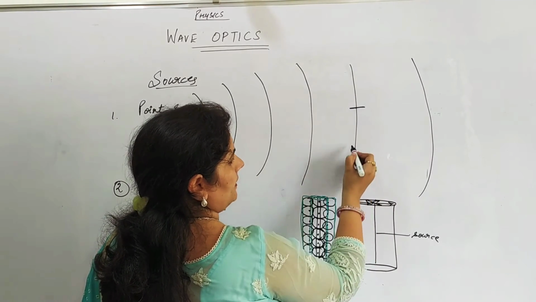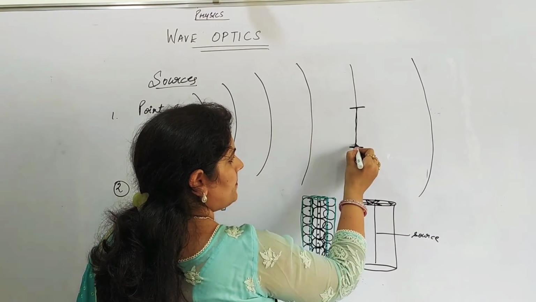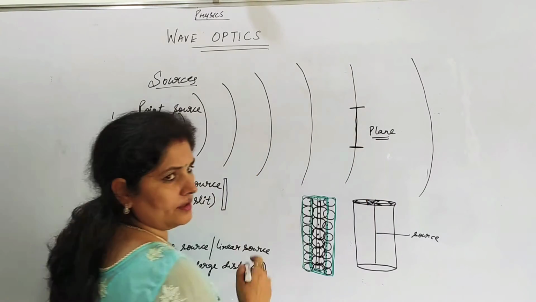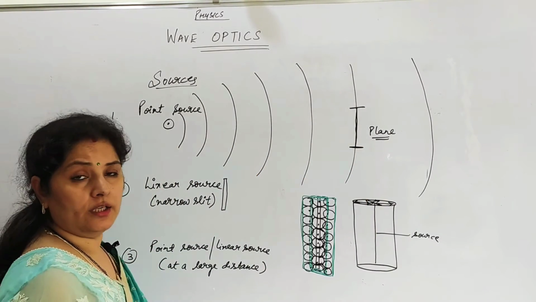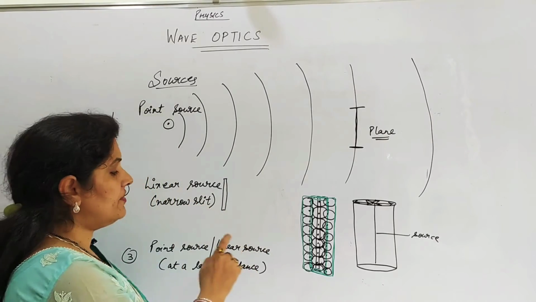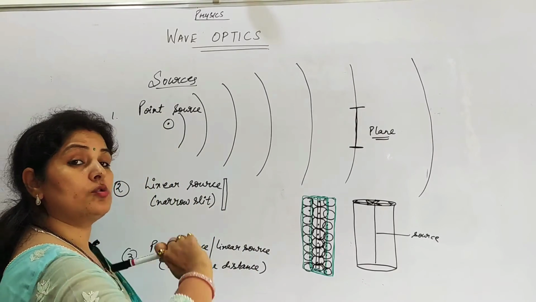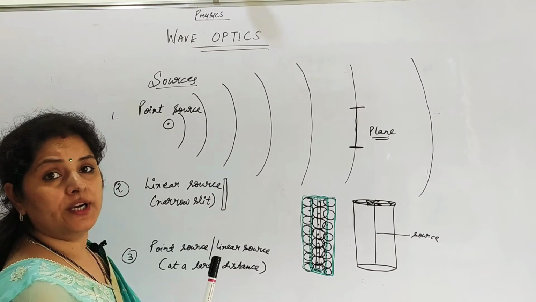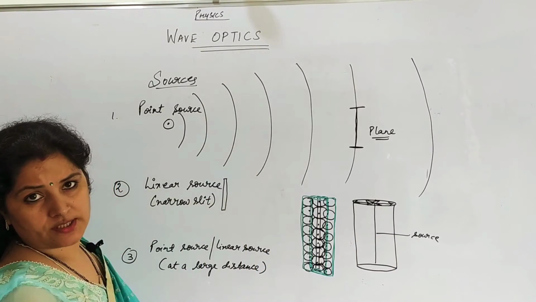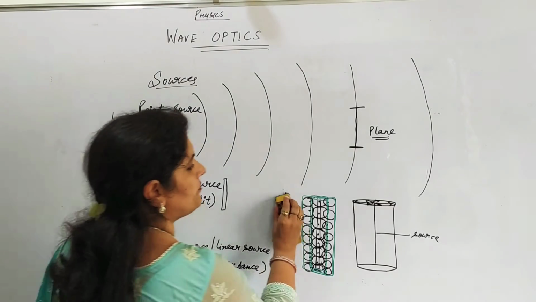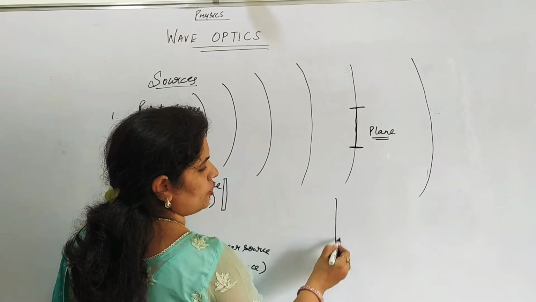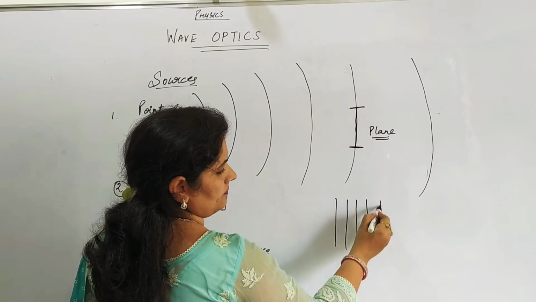Let us take this part. This part is almost straight. This part is almost straight. So what we assume, whenever there is a point source or a linear source but from a distance, we assume that what kind of wavefront is coming? Plane wavefront is coming. And how do we draw a plane wavefront? We show a plane wavefront by drawing simple lines.